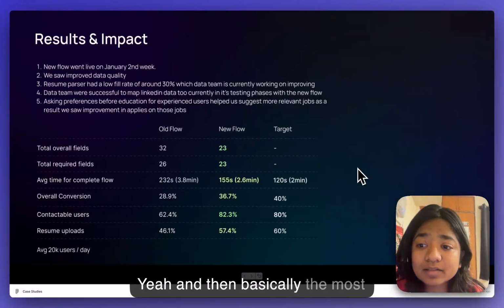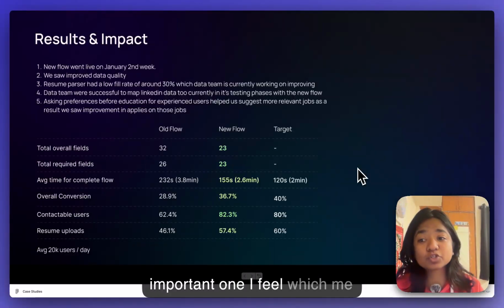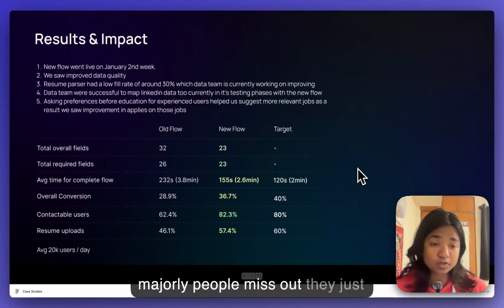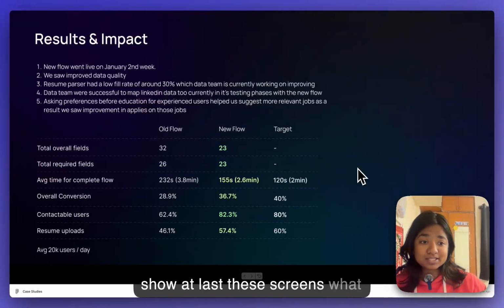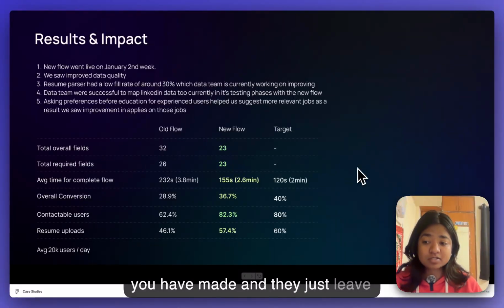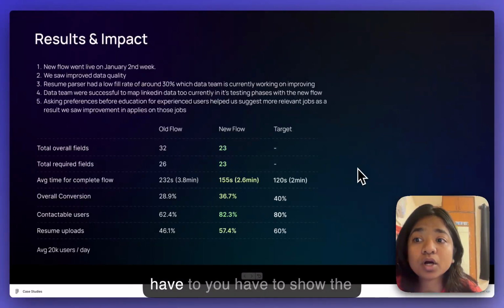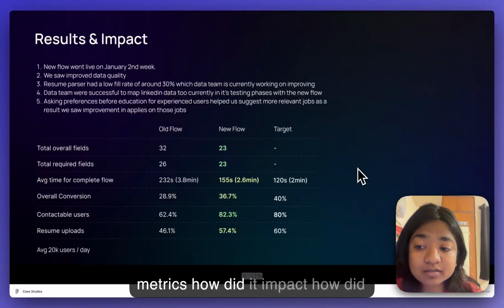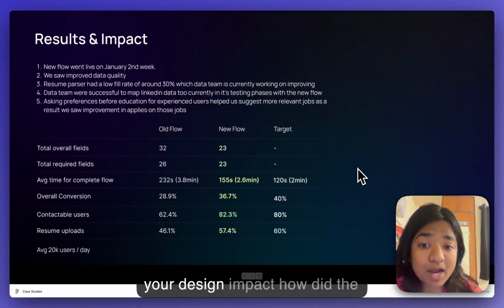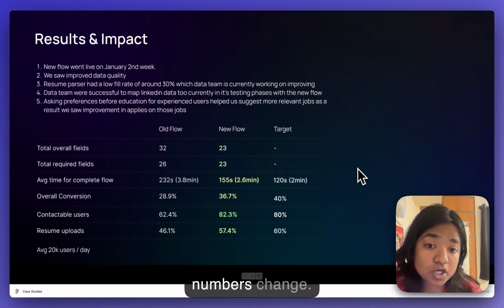Yeah, and then basically the most important one I feel, which majorly people miss out, they just show at last the screens of what you have made, and they just leave it off there. But it's not reality. You have to show the metrics. How did it impact? How did your design impact? How did the numbers change?